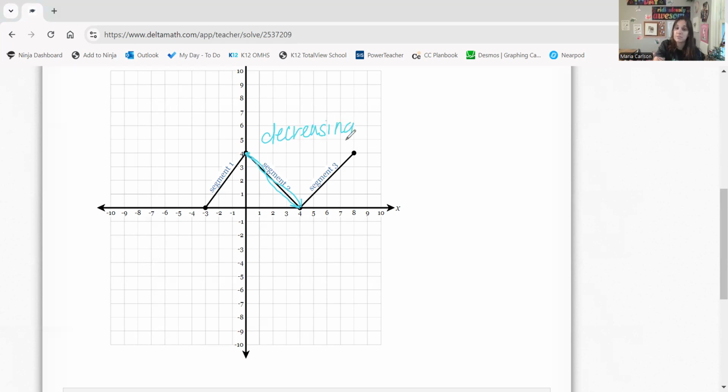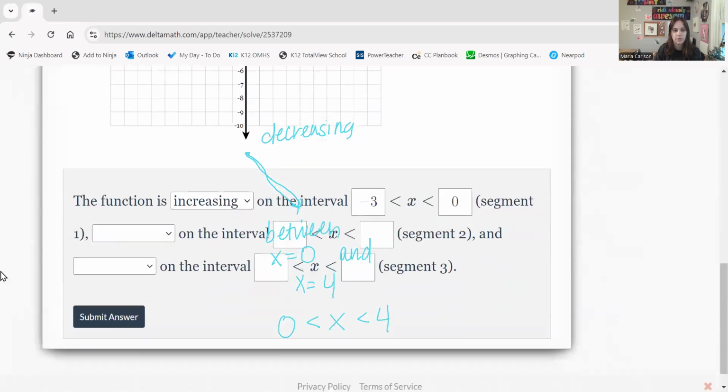So for which values of x are we decreasing? Well, we are decreasing between where x was 0 and this new x value of 4. So picking the two endpoints of segment 2, where it is decreasing, so it's decreasing between x is 0 and x is 4. So I'm going to type 0 less than x is less than 4 as the interval where we are decreasing. So coming down here, I'm going to just clear the drawings.